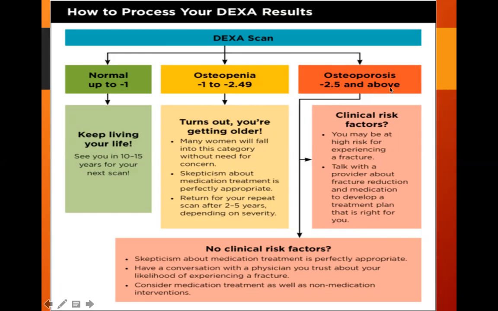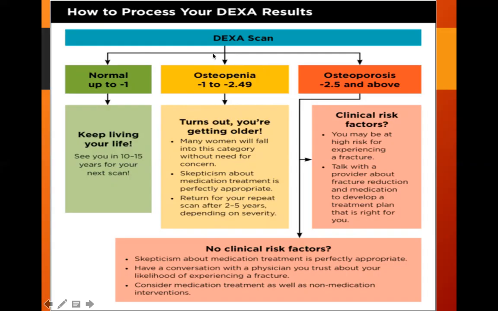What's the implication of that? If you have a normal DEXA scan, it says, keep living your life. We'll see you in 10 to 15 years for your next scan. So basically, 10 to 15 years would be the screening after an initial screening. And if that's normal, that's good. Keep living your life. But if you fall under osteopenia, and you're getting older, what's the recommendation? You return for a repeat scan after 2 to 5 years, depending on severity.